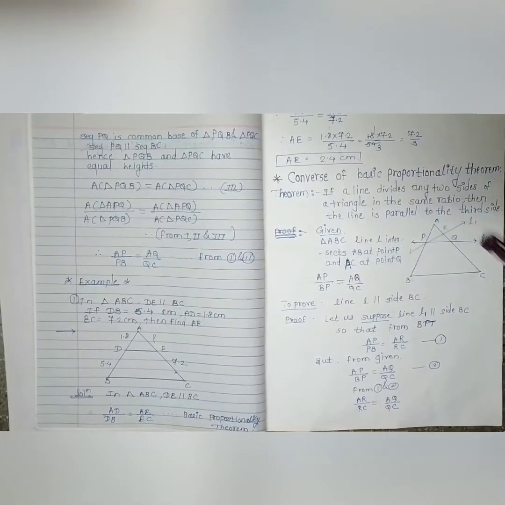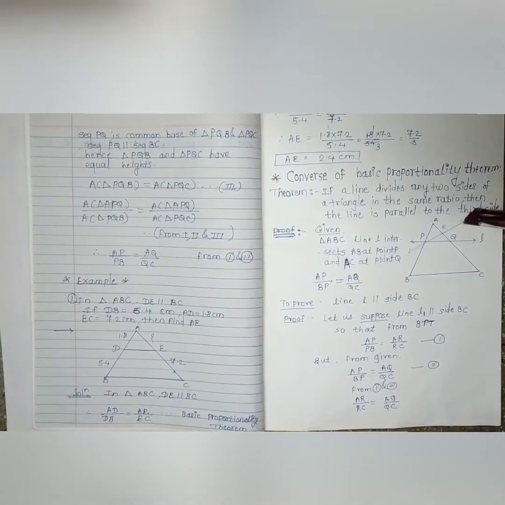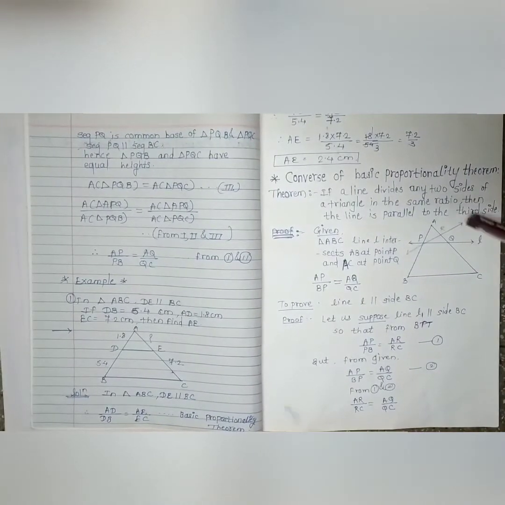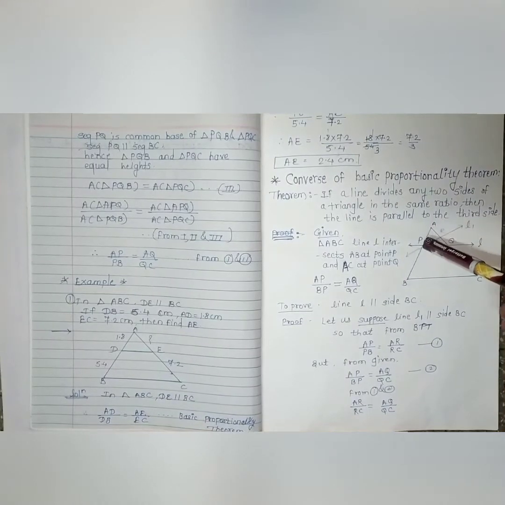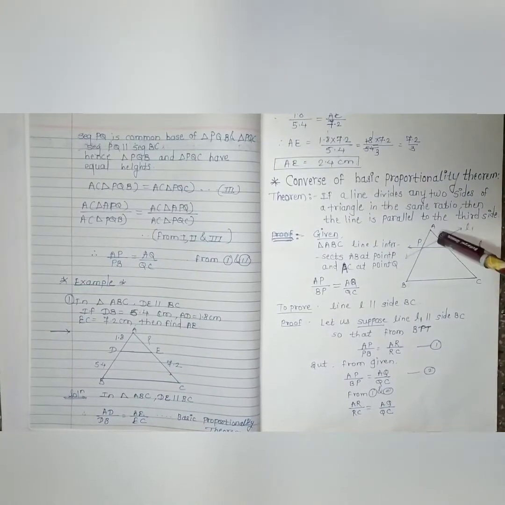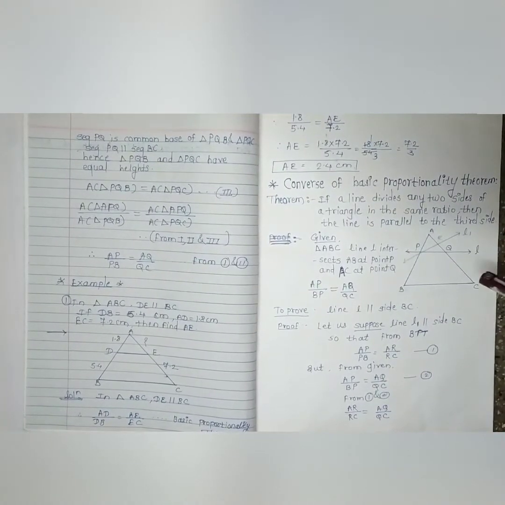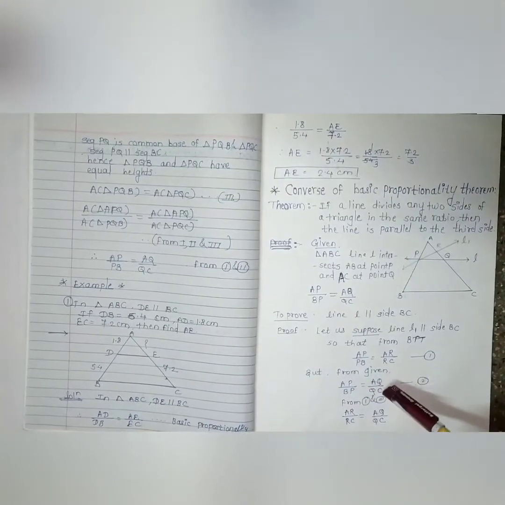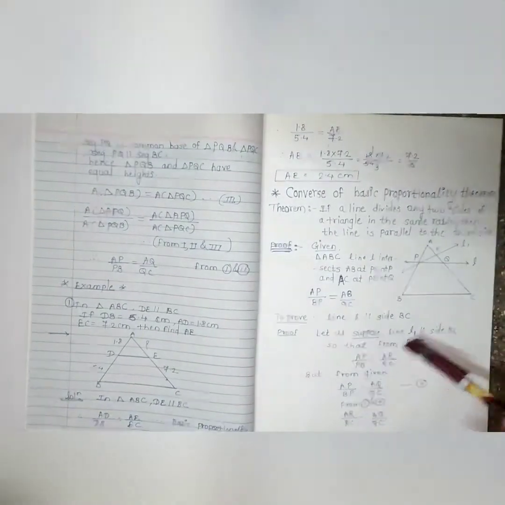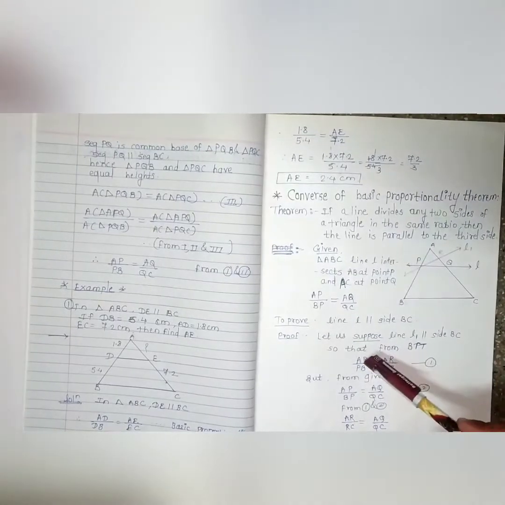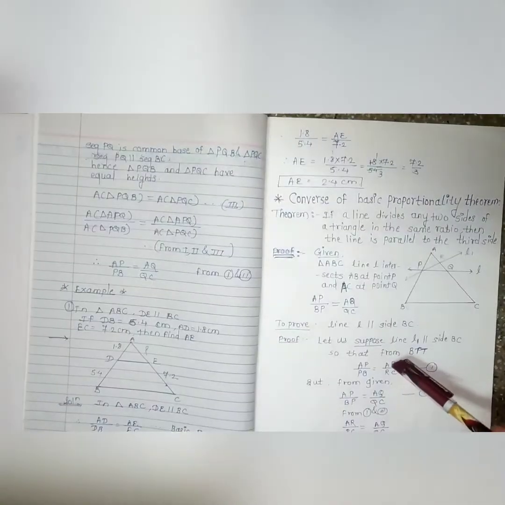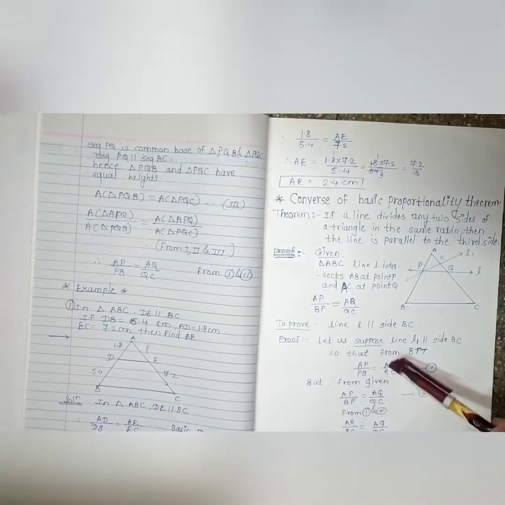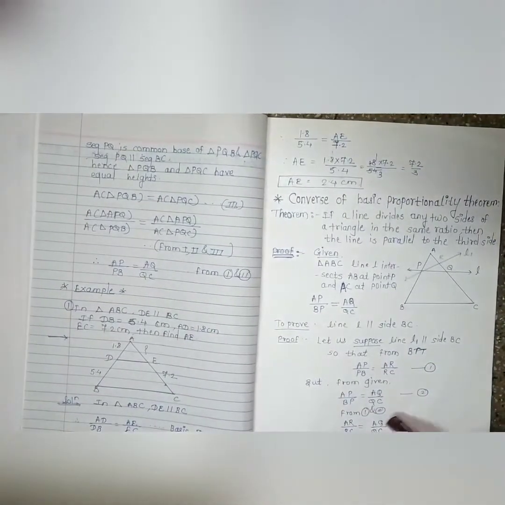Therefore, apply the basic proportionality theorem. Suppose L1 and BC are parallel, then by the basic proportionality theorem AP upon PB is equal to AR upon RC. Equation number one. But from the given, what is it? AP upon PB is equal to AQ upon QC. Second, what is the value of AP upon PB? AR upon RC. From 1 and 2, AR upon RC is equal to AQ upon QC.